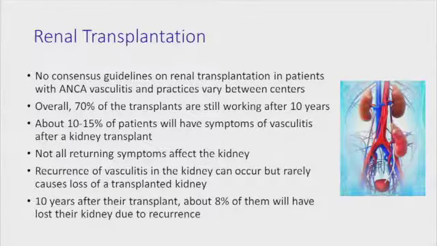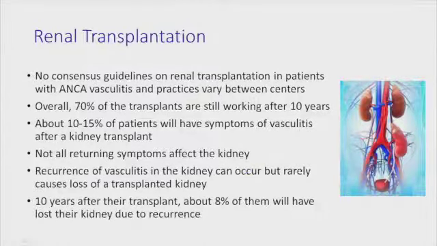Just one slide, I'm almost at the end of the presentation, about renal transplantation. There are no consensus guidelines on renal transplantation in patients with ANCA vasculitis, and there are different practices between centers. Overall, we estimate that 70% of the transplants are still working after 10 years. Up to 15% of patients may have some symptoms of vasculitis recurrence after the kidney transplant, but not all the symptoms during a flare affect the kidney. Recurrence of vasculitis in the kidney can occur, but rarely causes loss of a transplanted kidney.